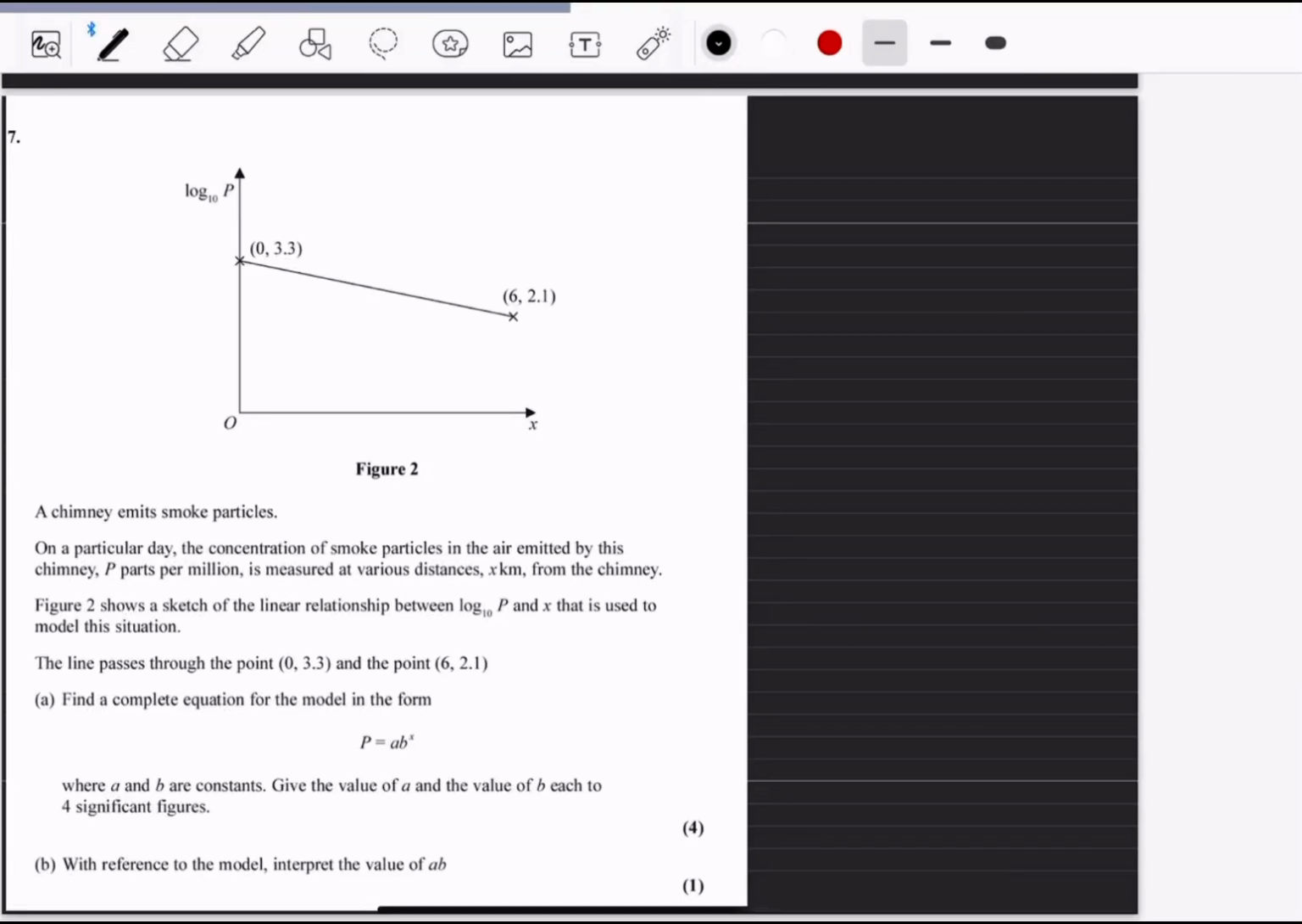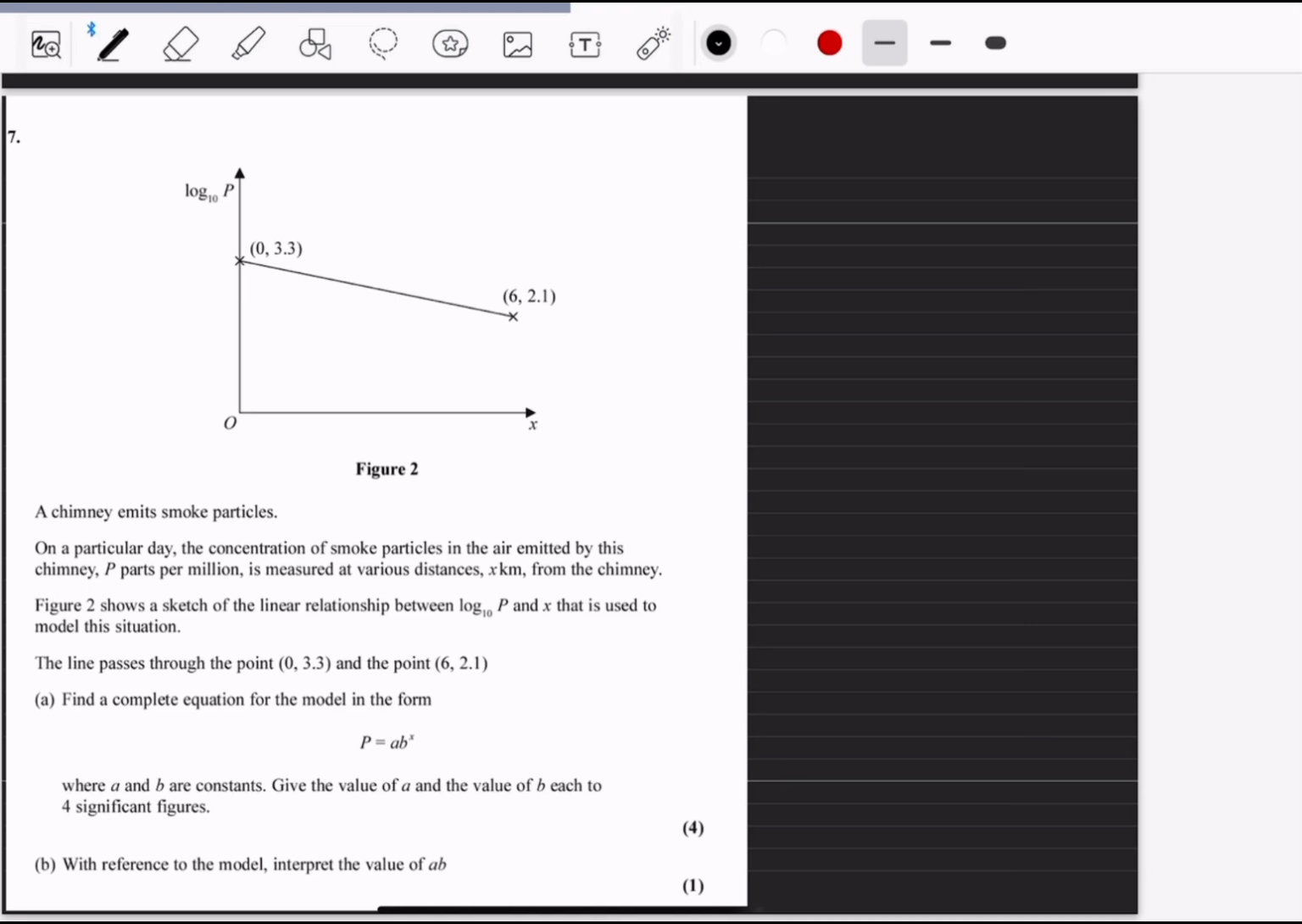Hello everyone, let's discuss a question from the 2024 June AS level pure math exam paper. This question gives you, as you can see, a chimney that emits smoke particles. On a particular day, the concentration of smoke particles in the air emitted by this chimney, p parts per million, is measured at various distances, x kilometers from the chimney.